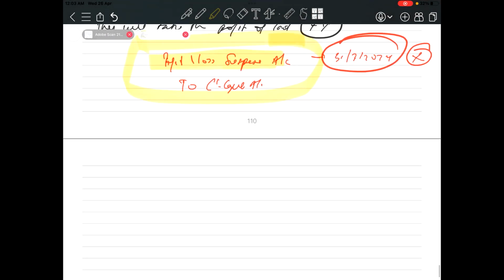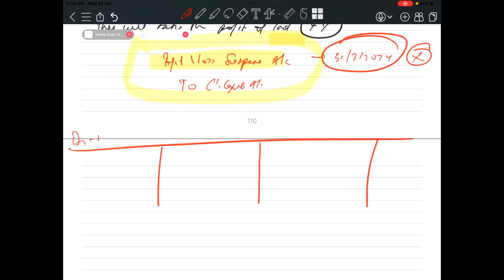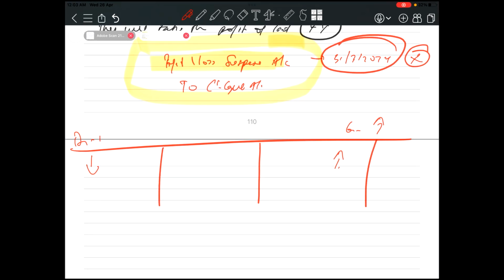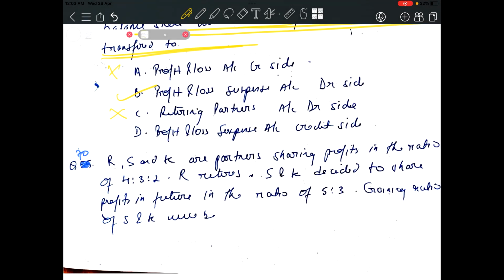When a partner's capital account is prepared, all the items which reduce the balance of capital will go to the debit side. All the items which increase the balance of the partner will go to the credit side. So profit and loss is basically increasing the balance, right? So it cannot be credit side. Retiring partner's debit side, this cannot be the right answer.